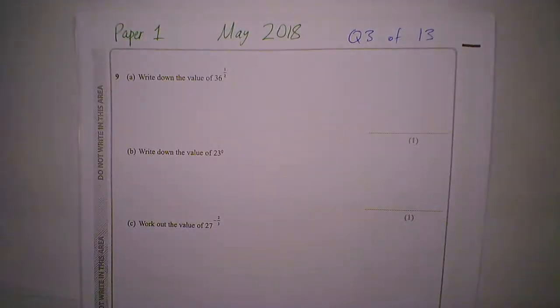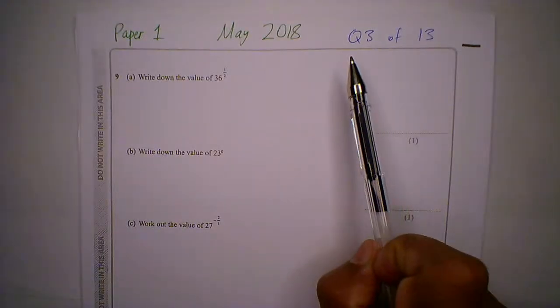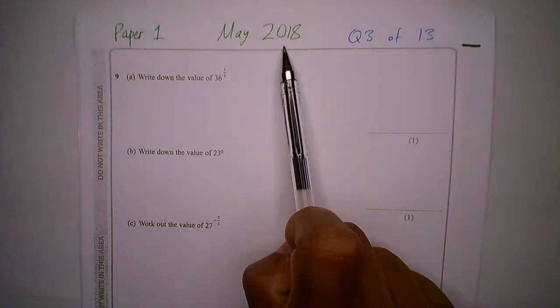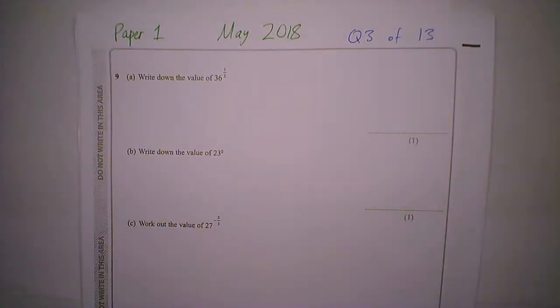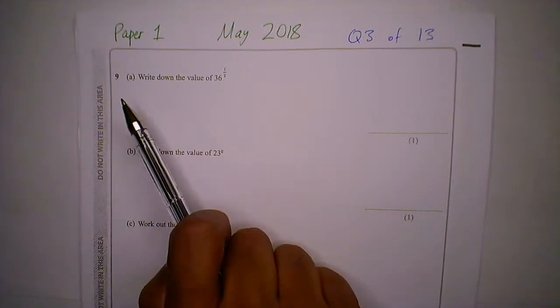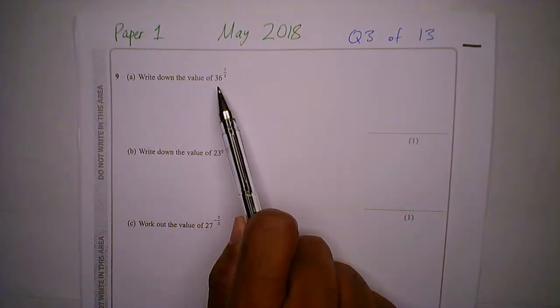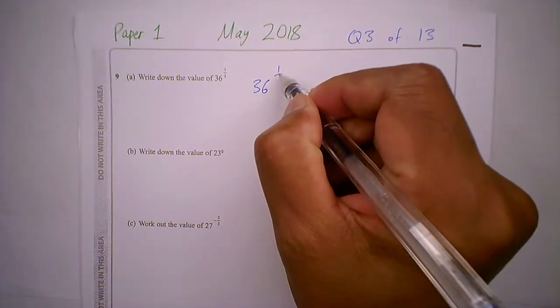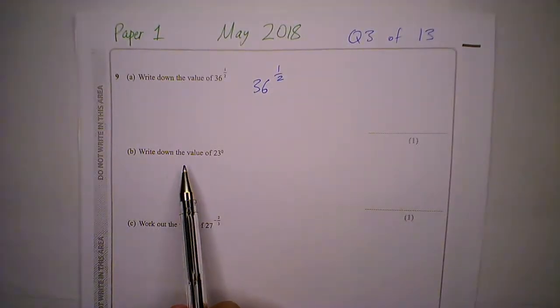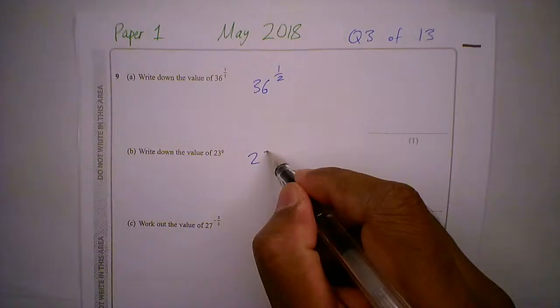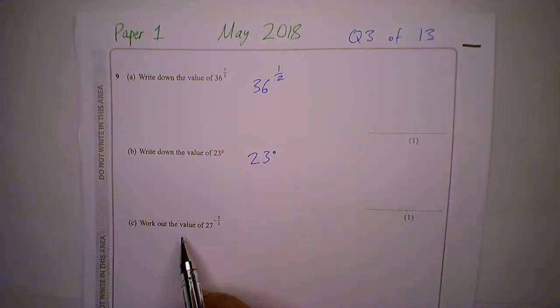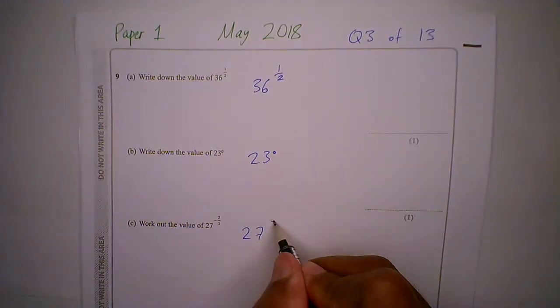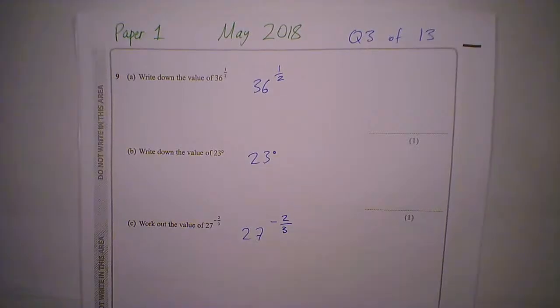So we're now on question 3 of 13. This is again paper 1 from May 2018. Press pause and have a go. When you're ready, press play for the answer. 9a, write down the value of 36 to the power half. Question 9b, write down the value of 23 to the power 0. And C, work out the value of 27 to the power minus 2 over 3.